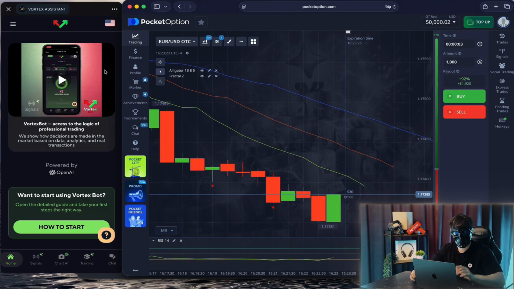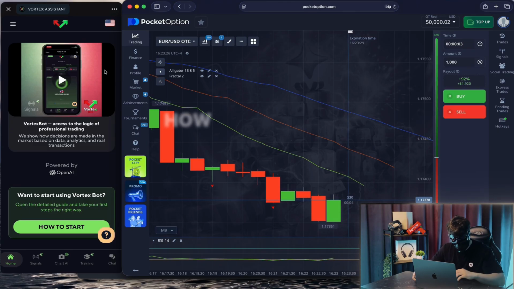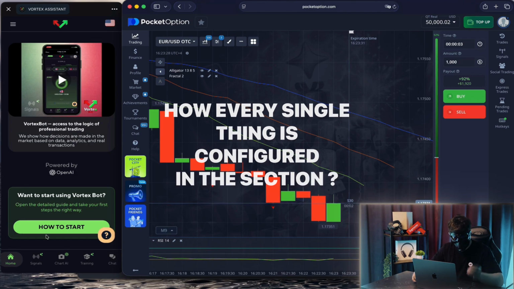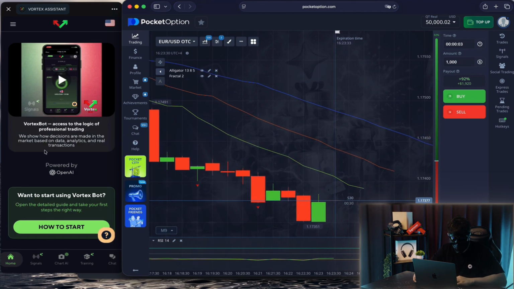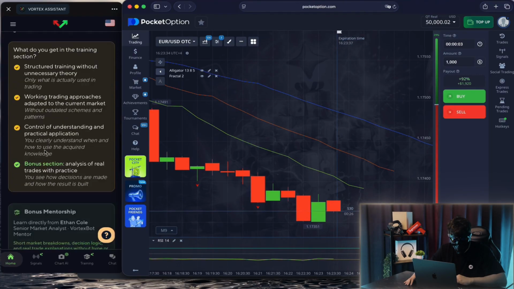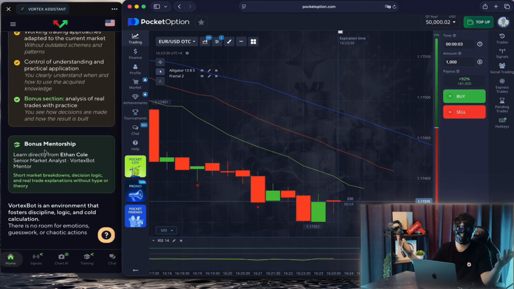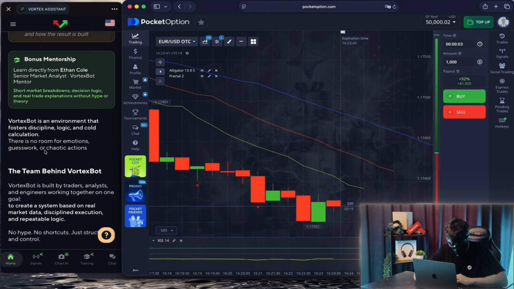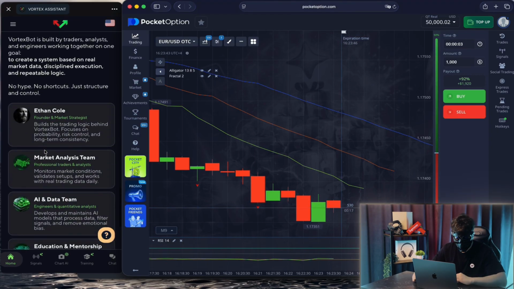Alright everyone, to start things off, let's first look at some of the bot's features. Let's dive right into the interface, and I'll show you exactly how every single thing is configured in this section. As you can see, we have a home tab right over here. This shows us how the bot is basically structured. I've already given you a brief explanation, but for those interested, you can look through it all and verify it for yourselves.